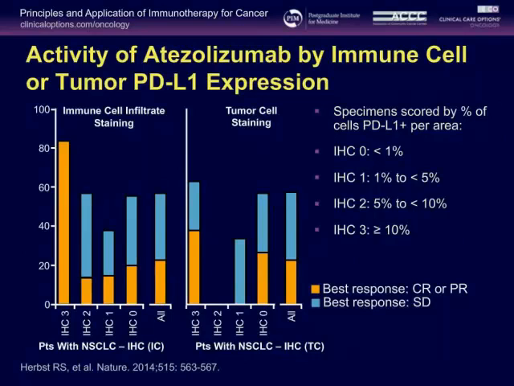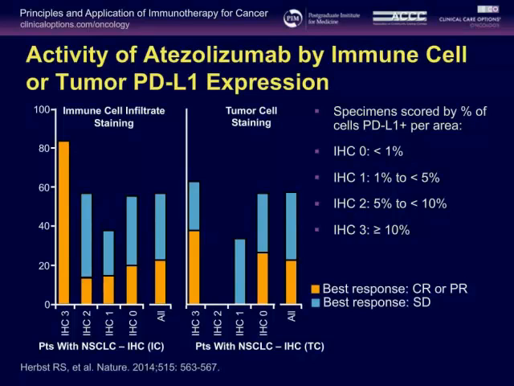And this is a different way of looking at that information, activity of atezolizumab by immune cell or tumor PD-L1 expression, basically with higher levels of expression, higher responses. This is the immune cell infiltrate staining and tumor cell staining, looking at the percentage with the different levels of expression and whether they had a good response or just stable disease. The orange are those having at least a partial response. You can see that if there was high expression on the immune cells, I should emphasize, then there was a very high likelihood of response.